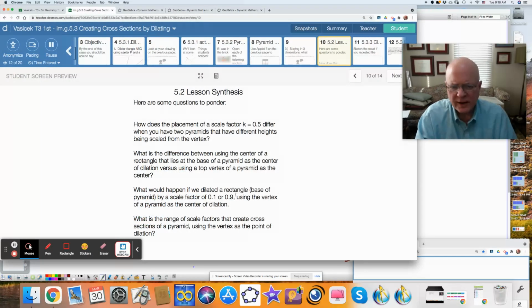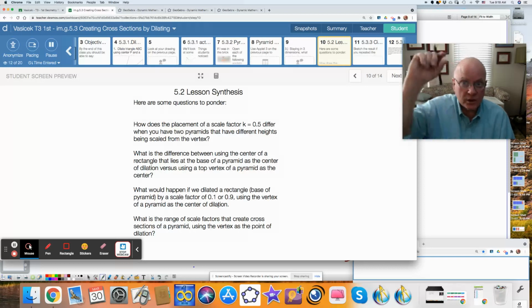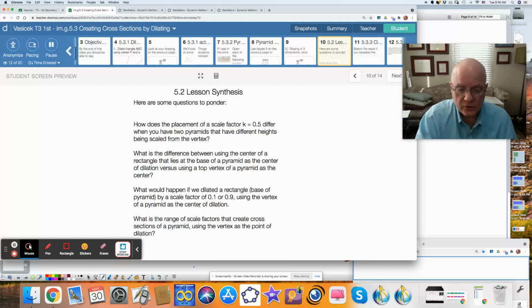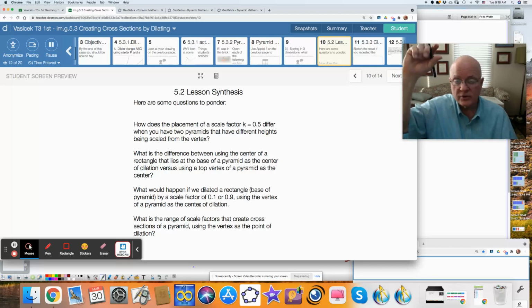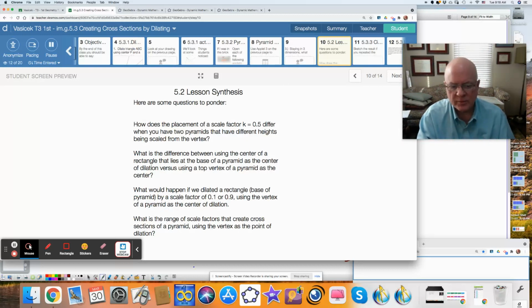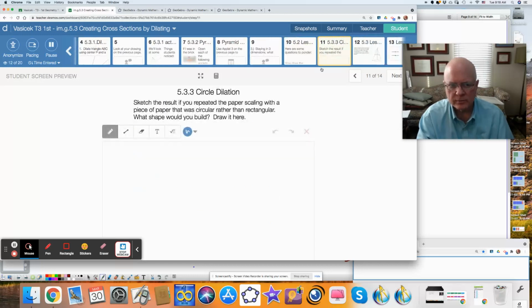What would happen if we dilated a rectangle by a scale factor of 0.1 or 0.9 using the vertex of the pyramid as the center of dilation? Well, it's either going to be really close to the base or really close to the vertex. So if it's 0.1, it would be really close to the vertex. 0.9 is almost 1, so it's almost at the base. And what is the range of scale factors between 0 and 1 when you're looking at the top of the pyramid being the vertex and the base being the bottom, being the 1?